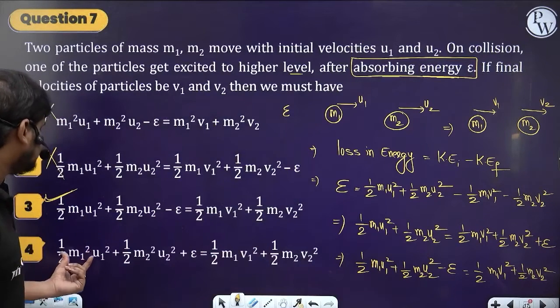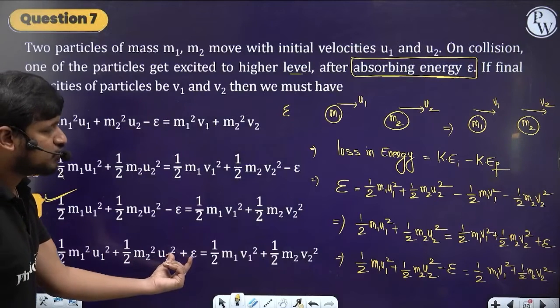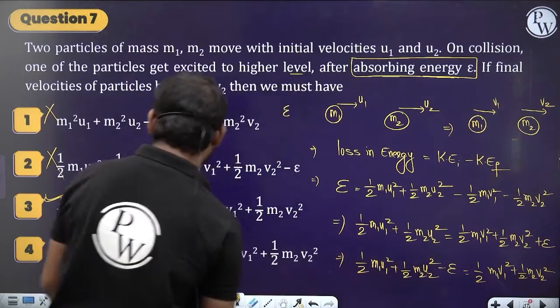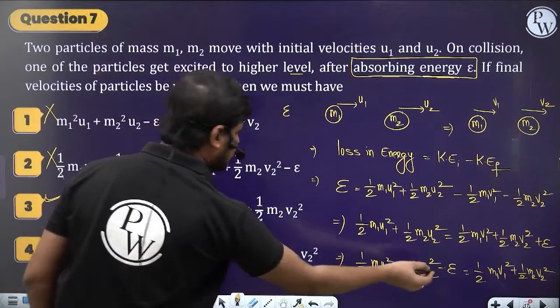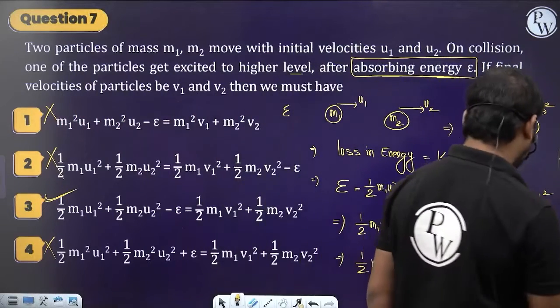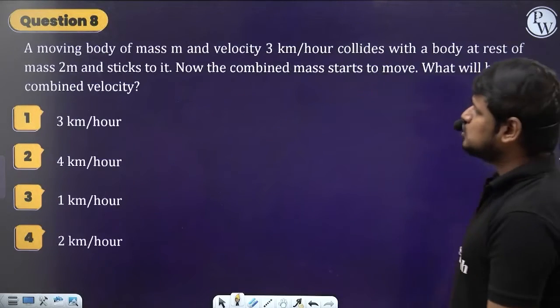Here plus epsilon they wrote for this side, m1 u1 square plus, so no, this option is wrong, here it should be minus epsilon, right? So option 3 is the correct one, guys. Understood? Sure. So let's go for the next question.